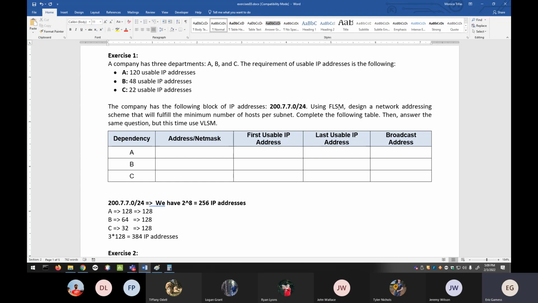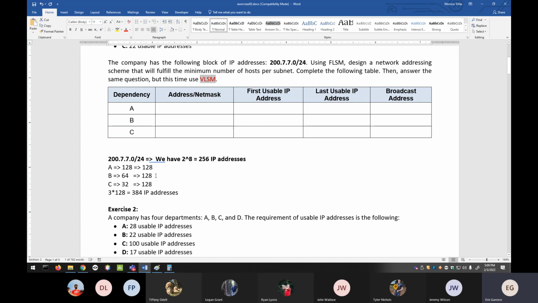Now, look at what they say. Then answer the same question, but this time using variable length subnet mask. So if I use variable length subnet mask, what does it mean? That I can make networks of different size. So there is no problem that A receives 128 IP addresses, B receives 64, and C receives 32. They can receive networks of different size because I'm using variable length subnet mask.